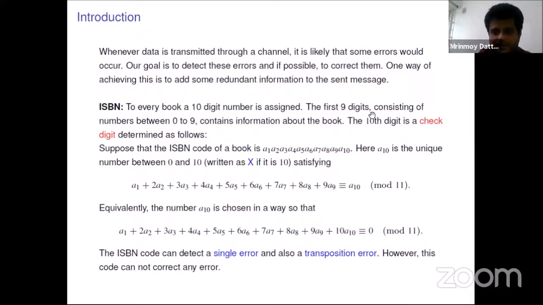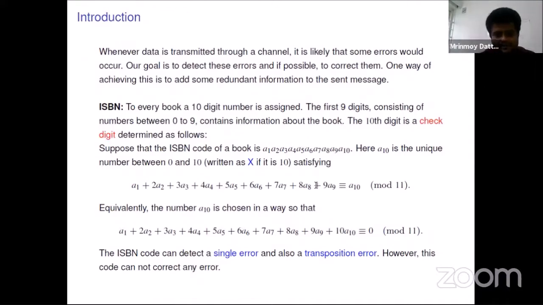Equivalently, if you put this A10 on the left hand side in the first equation, you will get an equation like A1 plus 2A2 till 9A9 minus A10, and minus A10 when we compute modulo 11 is the same as 10A10. So equivalently, A10 has to be chosen between 0 and 10 in a way so that the equation that I have just mentioned is satisfied.